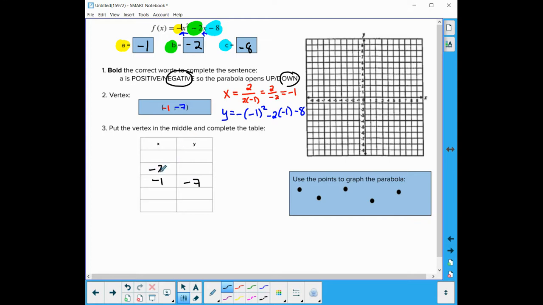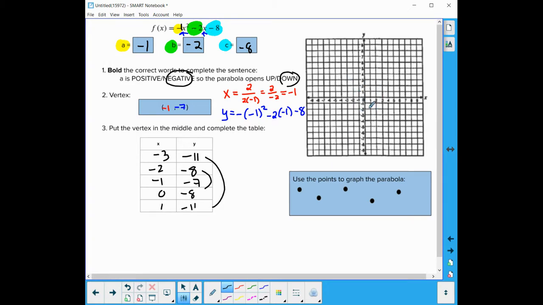So I'm going to go 2 x values above that in the table and 2 x values below that. And I'm just going to use Desmos. If I plug in negative 2, I get out negative 8. Oops, sorry, I forgot my negative sign. If I plug in negative 3, I'm actually going to get out negative 11. If I plug in negative 2, I'm going to get out negative 8. And I can mirror those values over. So negative 8, negative 11.